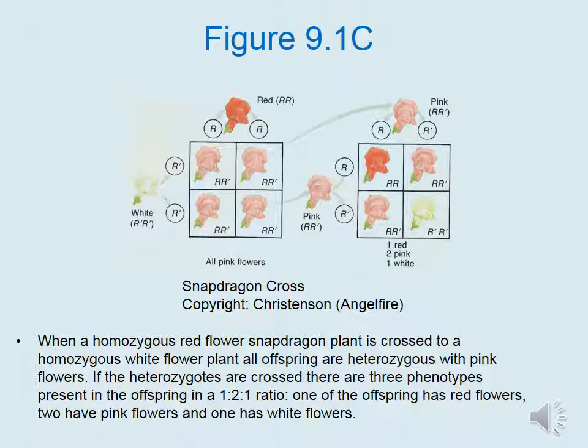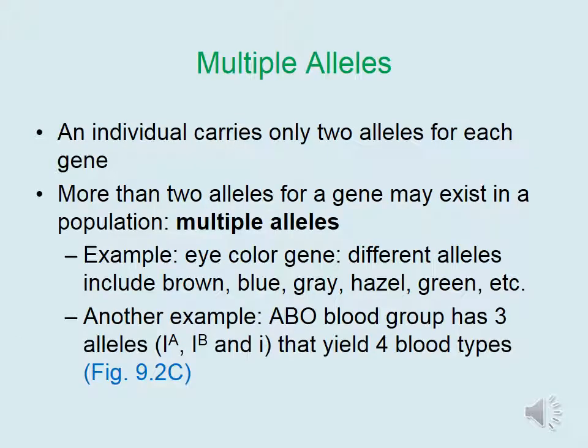When a homozygous red flower snapdragon plant is crossed to a homozygous white flower plant, all of the offspring are heterozygous with pink flowers. If the heterozygotes are crossed, there are three phenotypes present in the offspring in a 1:2:1 ratio. One of the offspring has red flowers, two of the offspring have pink flowers, and one of the offspring has white flowers.